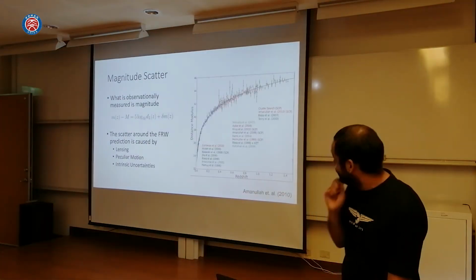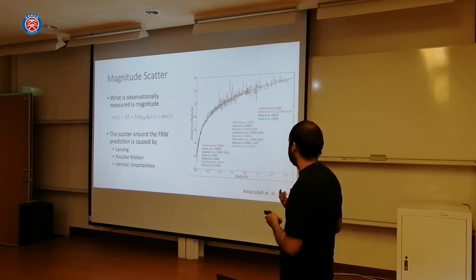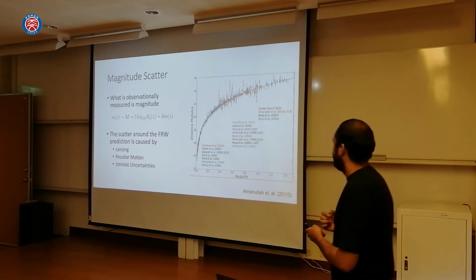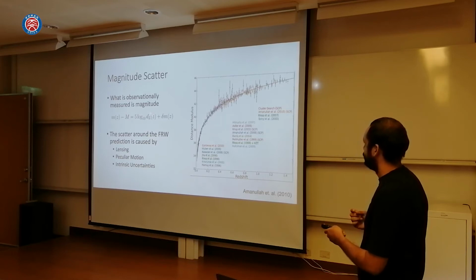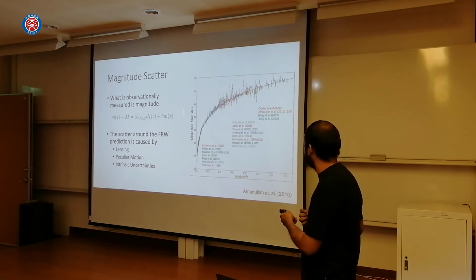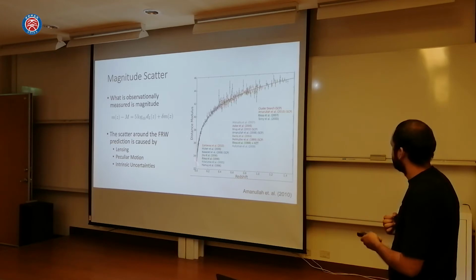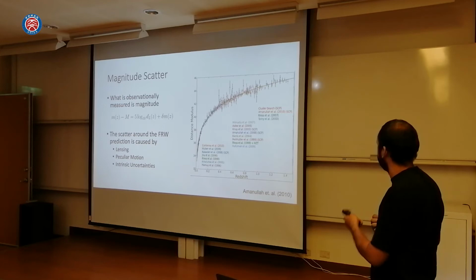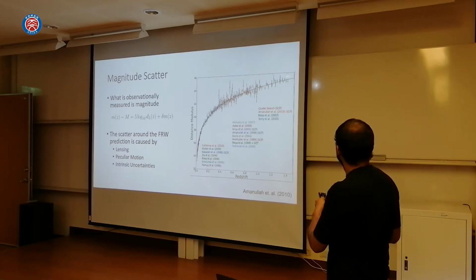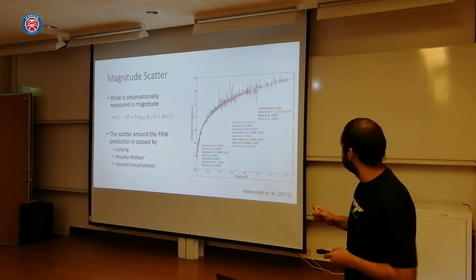For type 1a supernovae, what we measure directly observationally is not the luminosity distance itself, but this quantity called the distance modulus. That is just related to the luminosity distance via this relation. Delta m is some scatter in the distance modulus. As you can see in this plot, this is the distance modulus as a function of redshift for many different supernovae, and the solid line here denotes the prediction from assuming a homogeneous and isotropic universe.